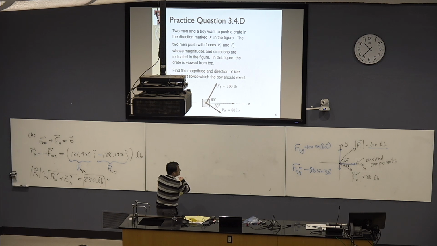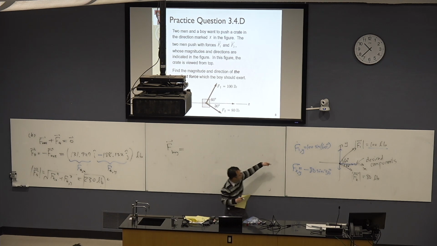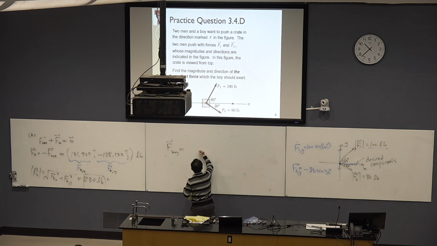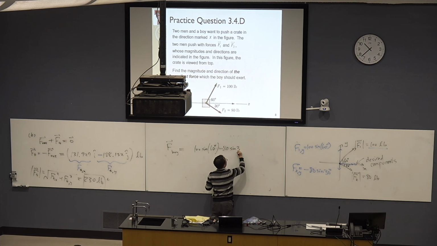So that's why it's clear to say that the force exerted by the boy, the minimum one, is going to have only the y component. We can consider that as F1y plus F2y. So that's 100 times sine 60 degrees minus 80 times sine 30 degrees.